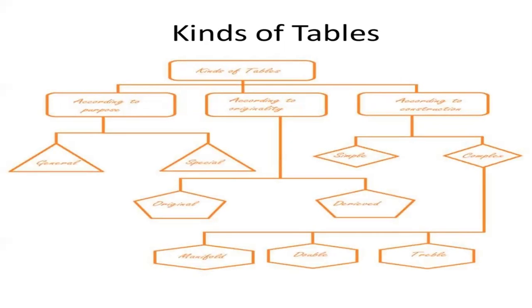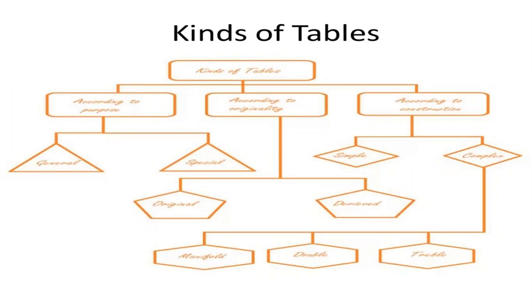Kinds of tables. Now we are discussing the different kinds of tables: how and why we are making them, and what is the work of each kind of table. There are three kinds of tables and they are divided into subparts.